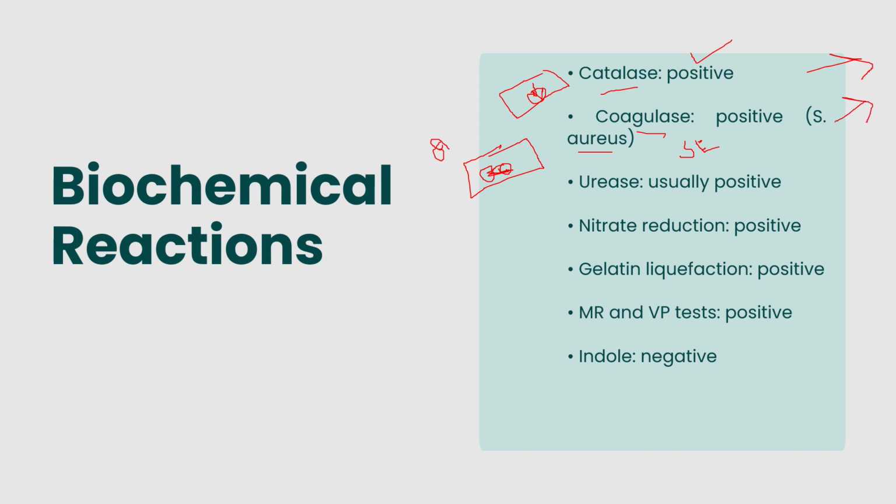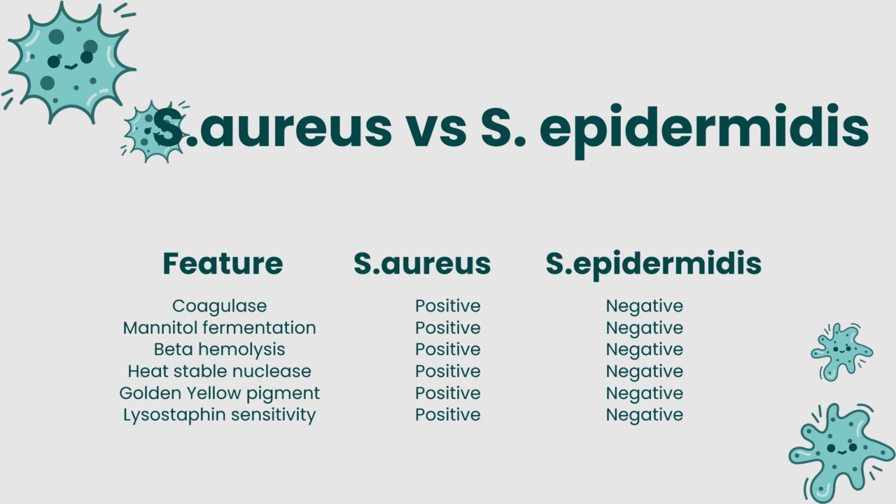Urease, again, is a biochemical reaction shown by Staphylococcus. Nitrate reduction, again a biochemical test, is positive in this. Gelatin liquefaction is also seen. MR-VP tests are positive and the indole test is negative. The details of these tests we will discuss separately when we discuss the biochemical reactions. So, Staph aureus versus epidermidis. Broadly, if you want to see the difference between the two important species in this group, coagulase, as we have seen, differentiates Staph aureus from epidermidis.